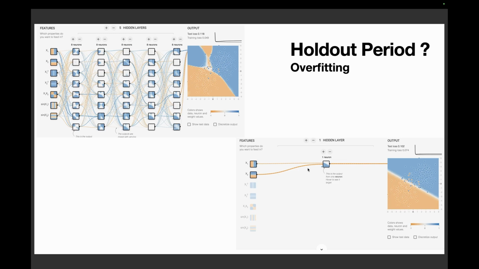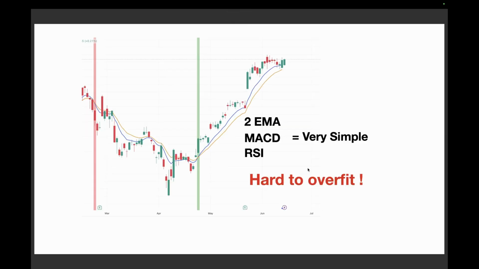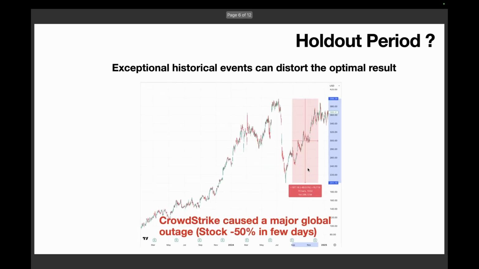It's just a line. When it comes to TuneMap and technical indicators like a two-EMA strategy, MACD, RSI, these are very simple things. They are just lines filtering the price, and they cross. It's pretty hard to overfit. So the fact that we don't necessarily have a holdout period is not a problem of overfitting. The issue is exceptional historical events that can distort the optimal result.